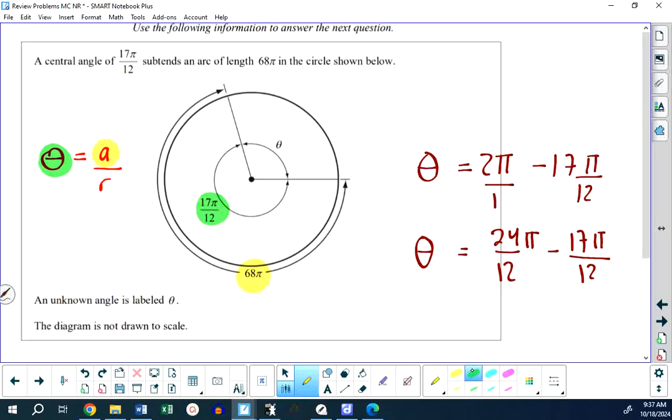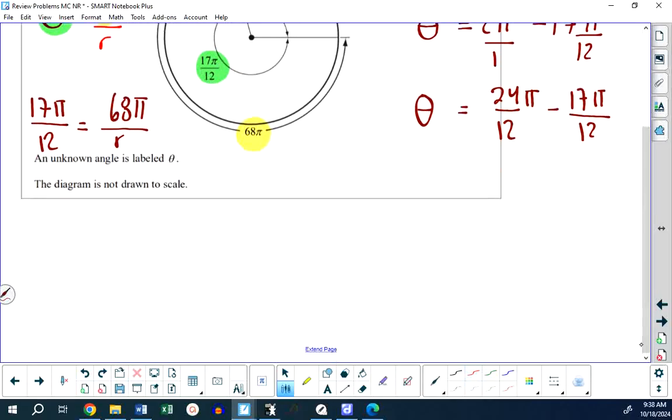So I put in 17 pi over 12. This is equal to the arc length of 68 pi over the radius. So we have to find the radius. The pi's cancel, a little bit of cross multiplication magic gives us R equals whatever 68 times 12 divided by 17 is, and I think that's 48. I think 68 over 17 is 4. 4 times 12 is 48. So I'm getting a radius of 48.